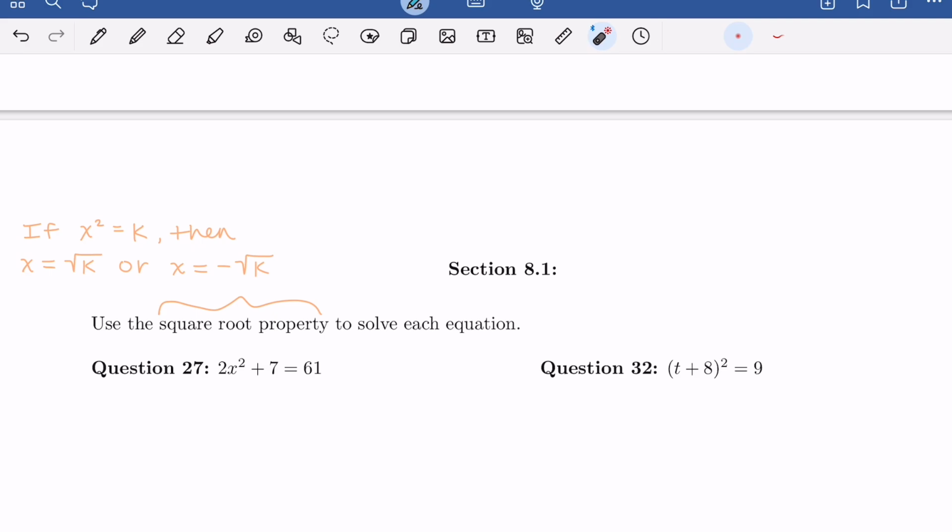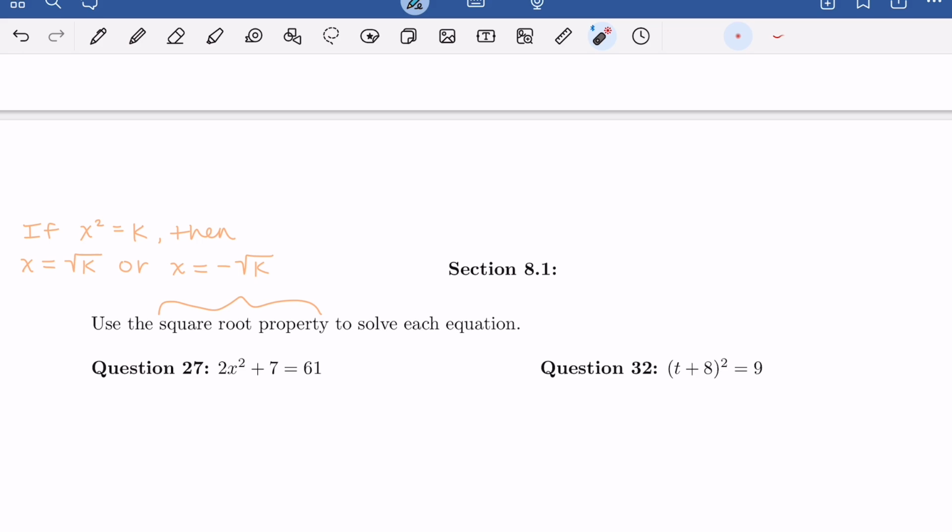Alright, so this brings us to the last section we're going to go over in this video. In section 8.1, we're going to look at solving equations using what's called the square root property and completing the square. So again, please check out the textbook and the lecture slides if you haven't done so already.